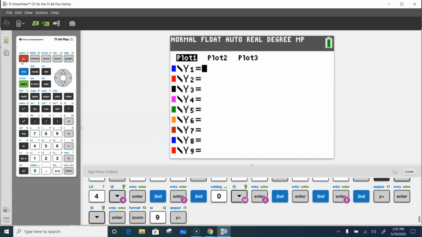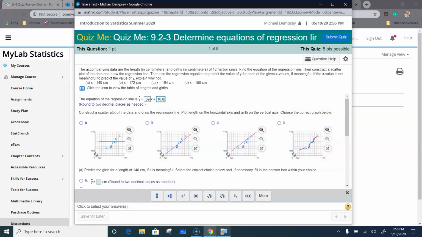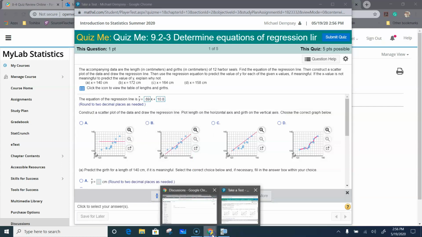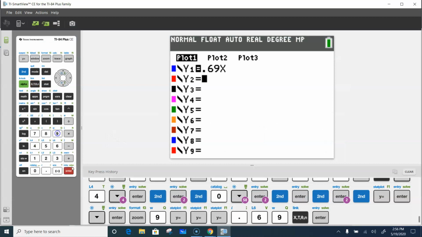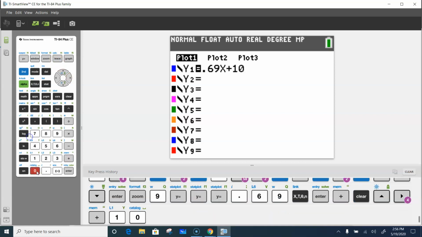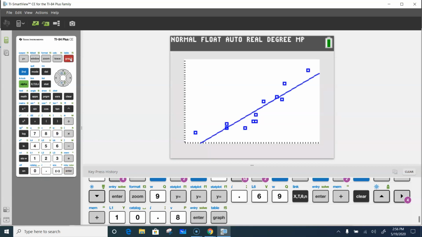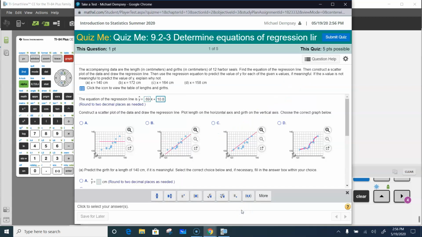So remember what the equation of the regression line was. To get that regression line, I press this y equals button. And y has to equal 0.69. And watch what button I press here. It's the xt theta button. I need to press that, not the letter x. Right next to this green alpha here, press that x button. 0.69x plus, well, what was it, 10.5? 10.8. And now when I graph, I have my least squares regression line equation there. Let's see which one of these that seems to fit.